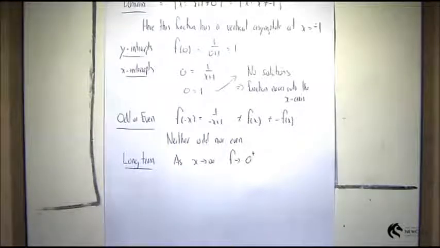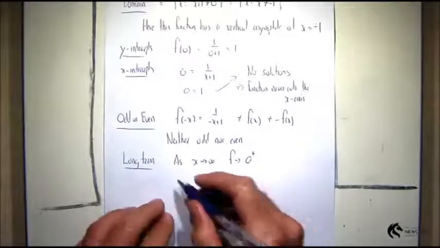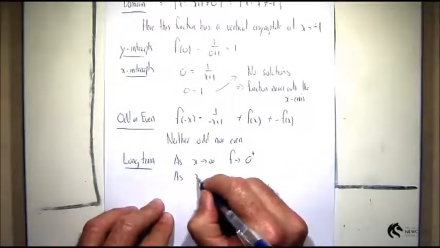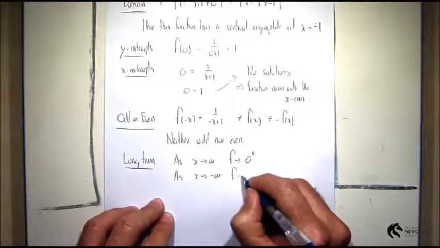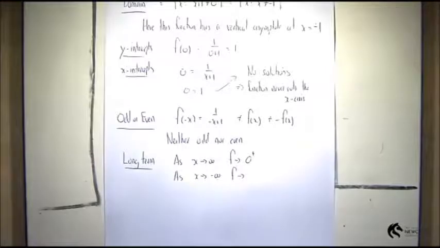What happens if I go the other way? What if I go along the x-axis the other direction? So as x goes towards minus infinity, what happens to f in that case? Can we tell?